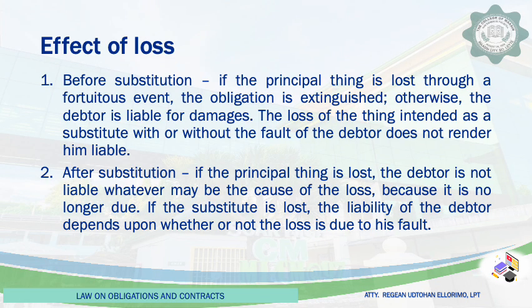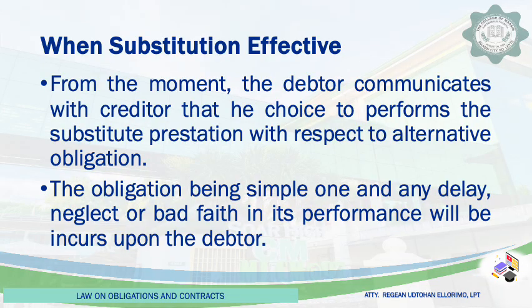The substitution becomes effective from the time it has been communicated. Okay. The substitution is effective from the moment the debtor communicates to the creditor that he chose to perform the substitute prestation, with respect to alternative obligation. The obligation being simple, any delay, neglect, or bad faith in its performance will be incurred by the debtor. Okay? You take note of that, class.